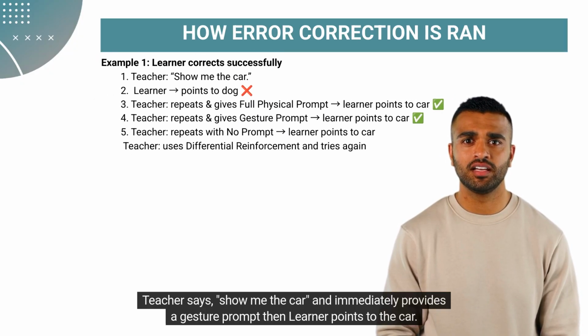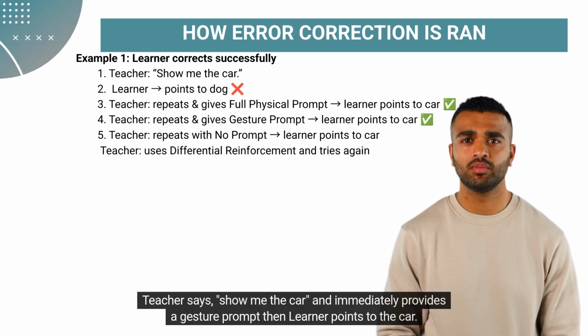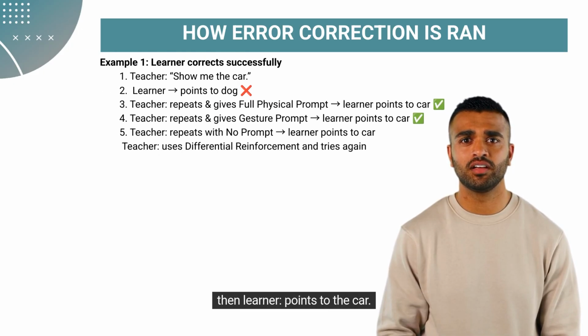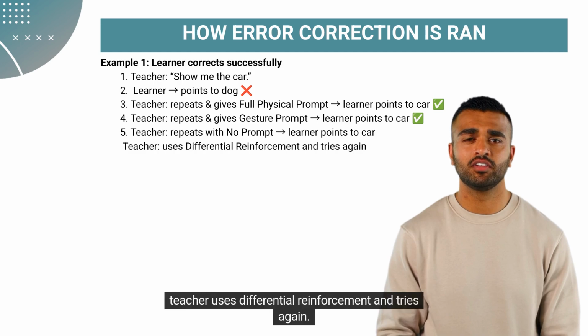the car. The teacher says, "Show me the car," and immediately provides a gesture prompt, then the learner points to the car. The teacher says, "Show me the car," provides no prompts if the learner has been successful with previous prompts, then the learner points to the car. The teacher uses differential reinforcement and tries again.